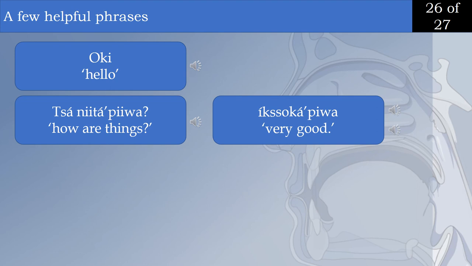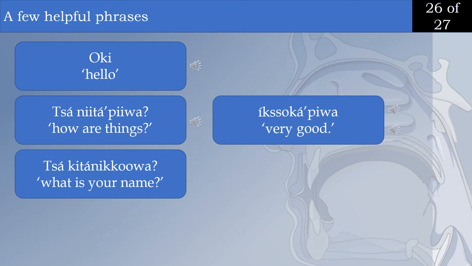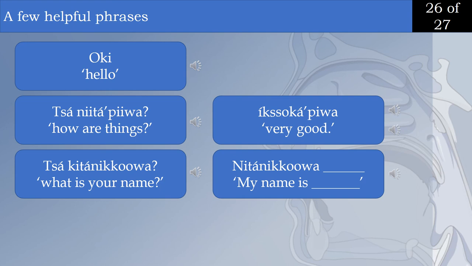Perhaps you just went up to a random person on the street and started speaking Blackfoot, and they too speak Blackfoot. You're probably going to want to learn their name. This is the question to ask that. Remember, this is a question, so you can pronounce that wa at the end of it. The answer, on the other hand, don't produce your wa. Nitaniku. Nitaniku apohkayu. My name is White Bear.